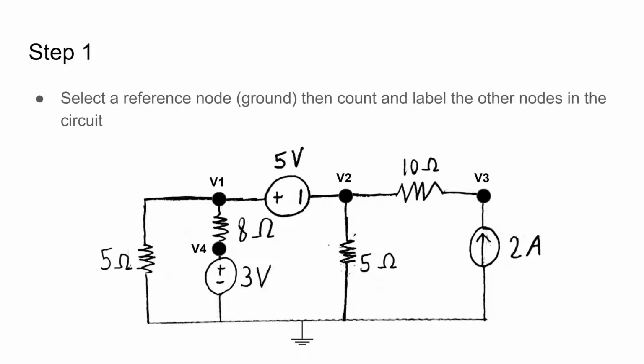Step 1, select the reference node, otherwise known as the ground, then count and label the other nodes in the circuit. Here, we're going to choose the bottom node as our reference node, as it has the most branches and will save us a lot more algebra down the road. The other nodes we are going to label as V1, V2, V3, and V4.